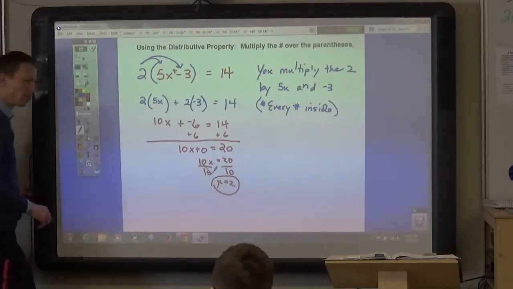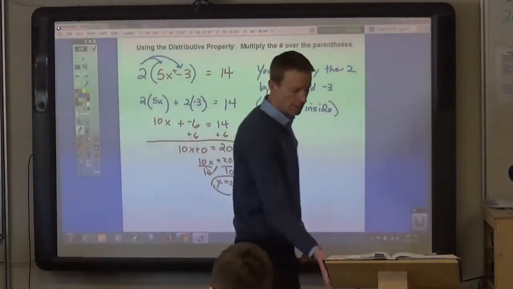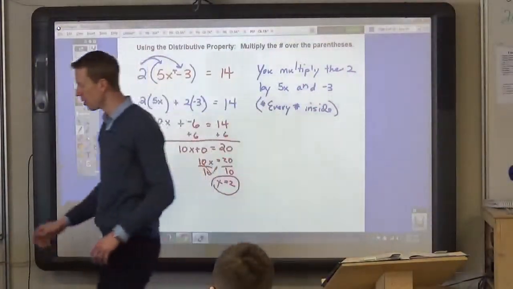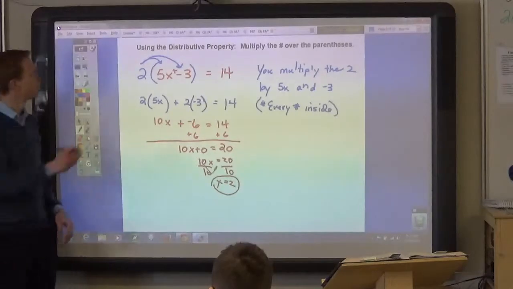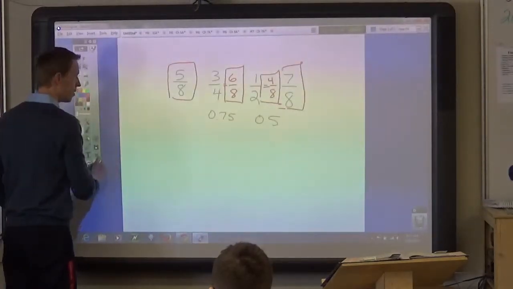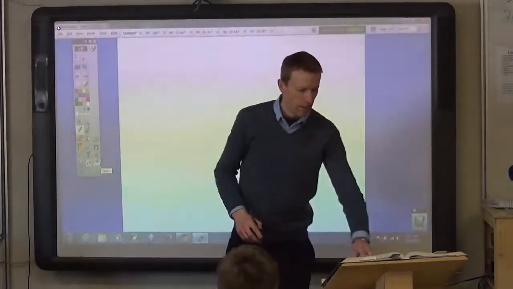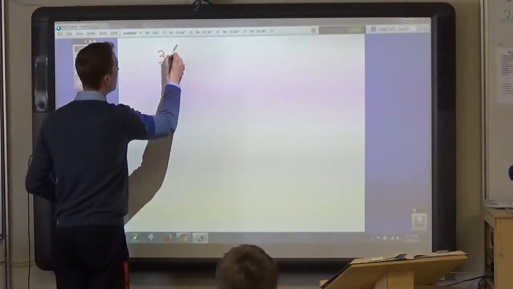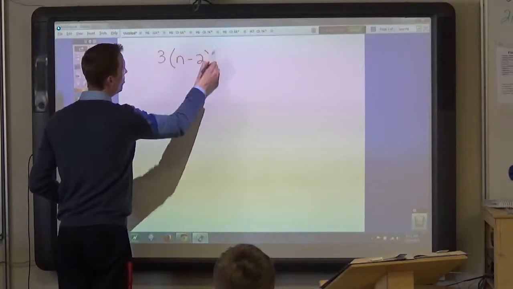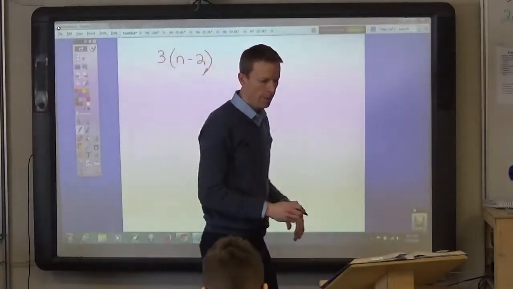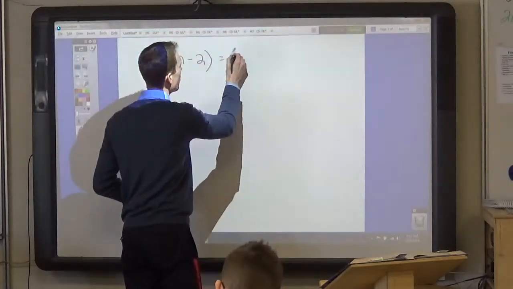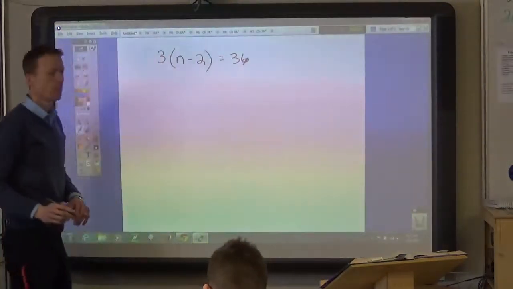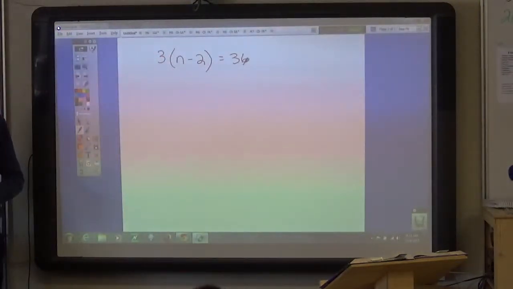A couple more practice problems on this. This is from your assignment for tomorrow. So you copy these down. Let's start with number 10 from your book. 3 times n minus 2 equals 36. What's the first thing we should do here?